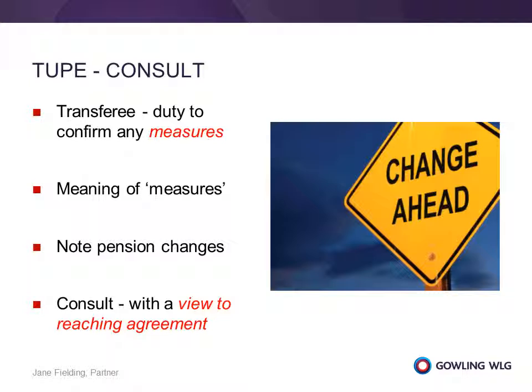And measures, according to case law, because it's not defined in TUPE, is a pretty low threshold. So it's any change as a result of the transfer that impacts on the staff. So, for example, a change in payroll date with a consequent change in tax code and deductions is a measure and should be consulted about. And clearly things like redundancies are major changes for people and therefore definitely trigger the duty to consult.